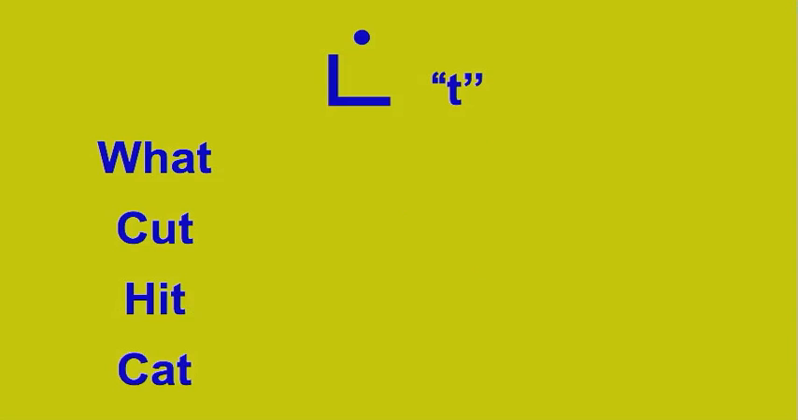Alright, moving along to the next letter. It's basically the T sound that we see in the words what, cut, hit, cat, and it's a pretty easy letter to write. That's it. 2 lines and a dot.